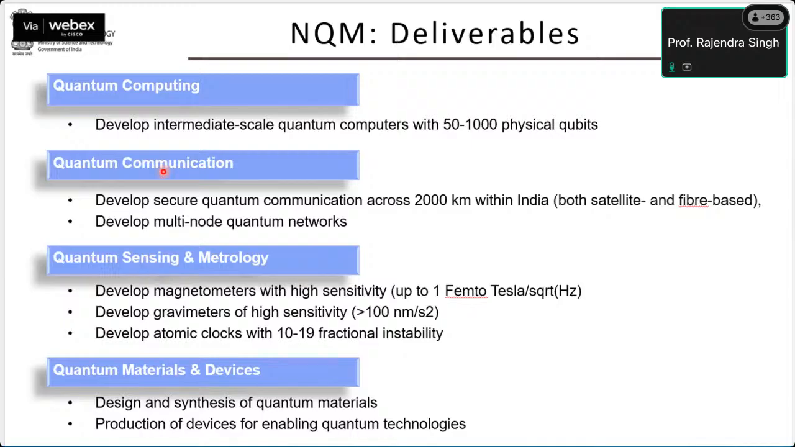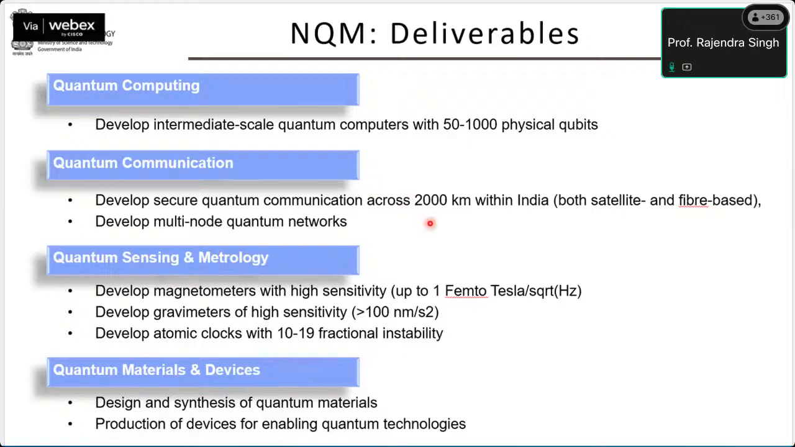The second thing, in quantum communication, is a very clear cut deliverable: develop secure quantum communication across 2000 kilometers. It's very specific, 2000 kilometers within India. It can be fiber based, it can be satellite based, and develop multi-node quantum networks.